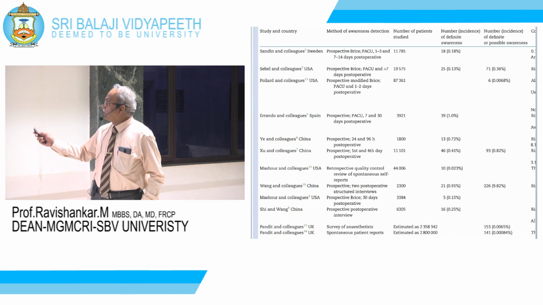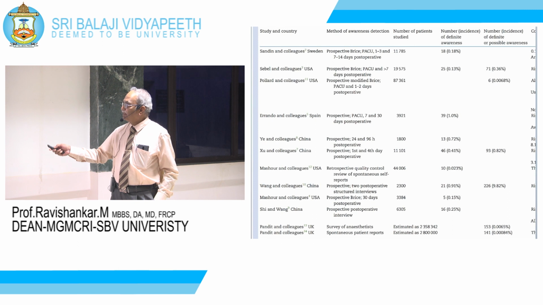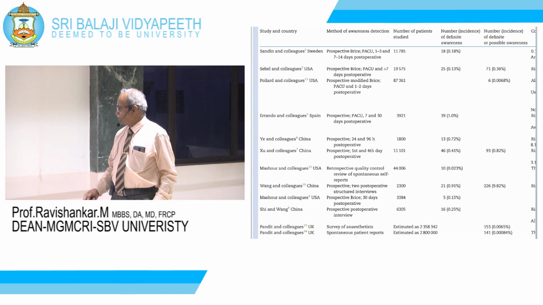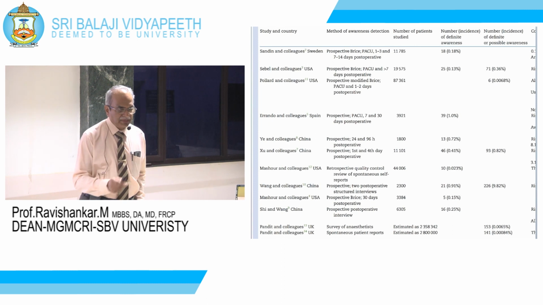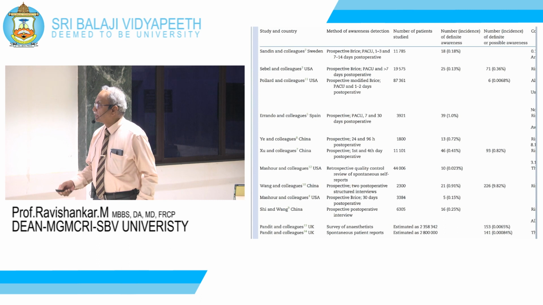That's the magnitude. There are two things, definitive awareness and possible awareness. With possible awareness, the percentage goes up still further. Here you find it is 9.82%. What do you mean by possible awareness? What do you mean by actual awareness? We'll come to that a little later.